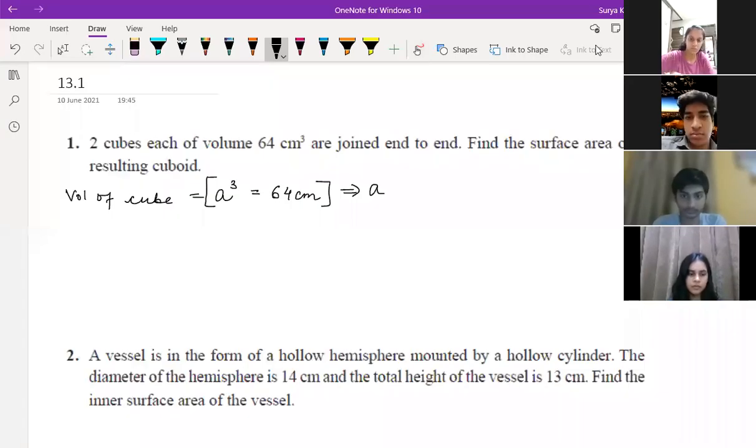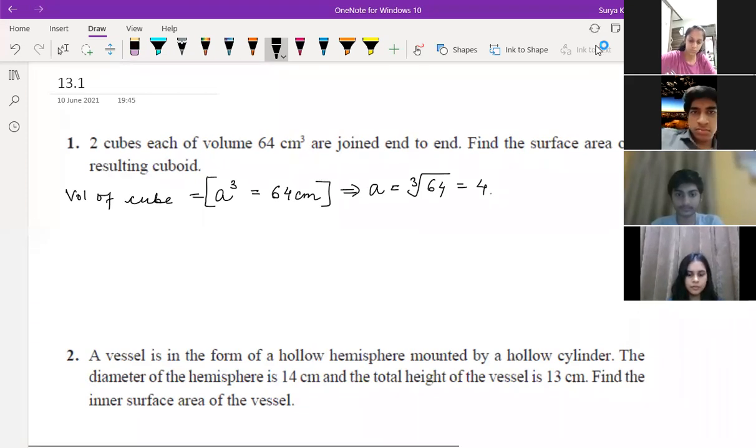What can we write for A, Praharshan? Sir, it's 4. Yeah, it's the cube root of 64. That is 4. Adarsh, do you know how 4 is coming over here? Yes, sir. Because for 64, we are just taking the LCM of this one.